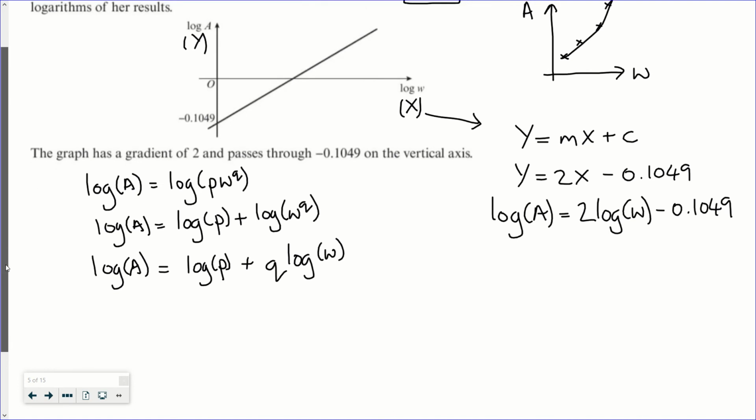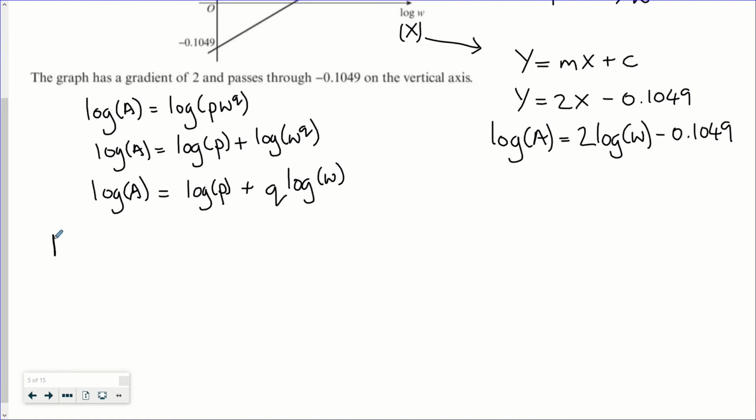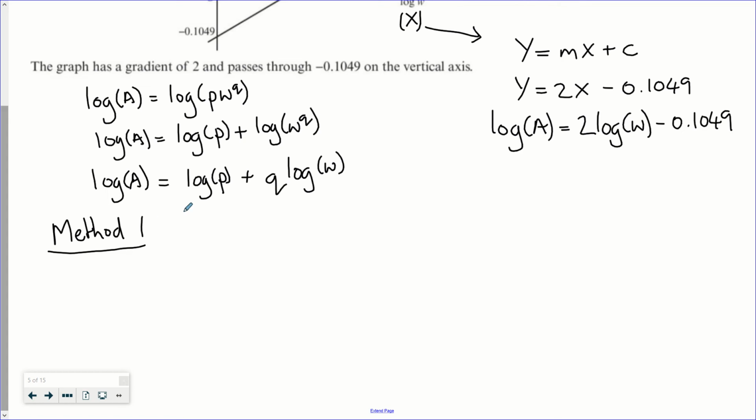Again, we've got two different ways of proceeding here. Method 1 would be to compare the two equations, and that's what you will have done in year 12 pure. We've got that equation there and that equation there, and you can see that they're basically in the same form. We've got something times by log W, our variable here, and in this equation it's Q times by log W.